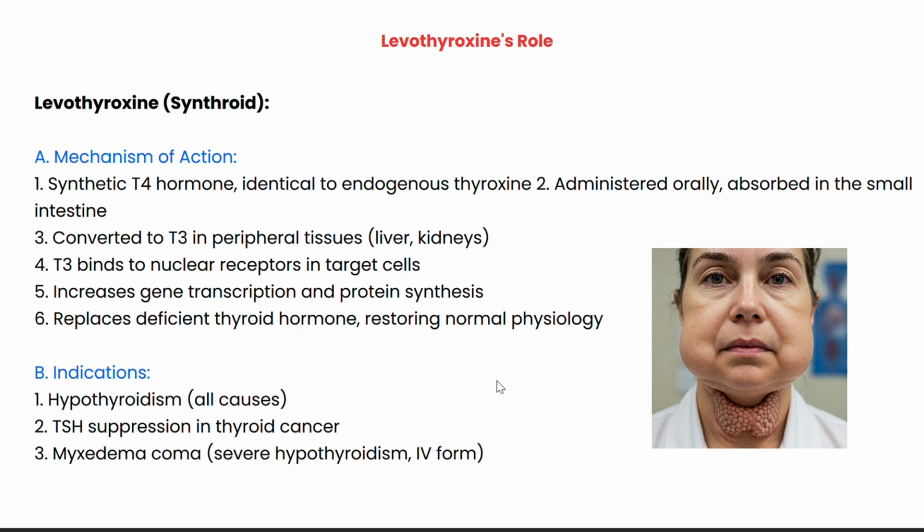Levothyroxine is primarily used to treat hypothyroidism, regardless of the cause. It's also used to suppress TSH levels in patients with thyroid cancer, which can help prevent cancer growth. In its intravenous form, it can be used to treat myxedema coma, a life threatening condition of severe hypothyroidism.